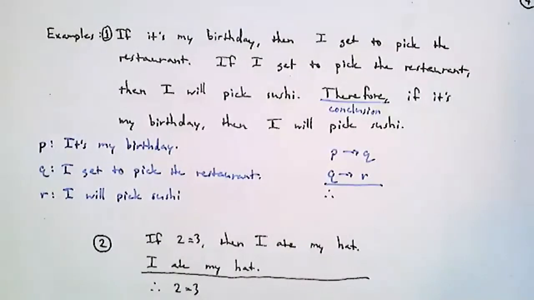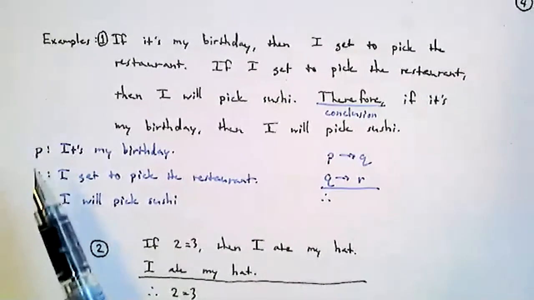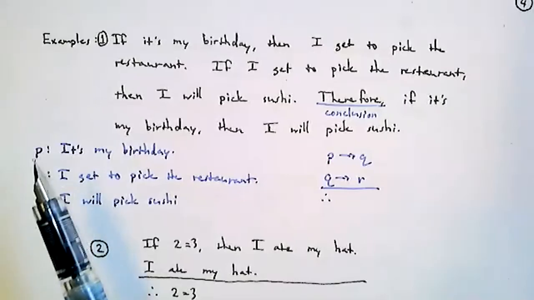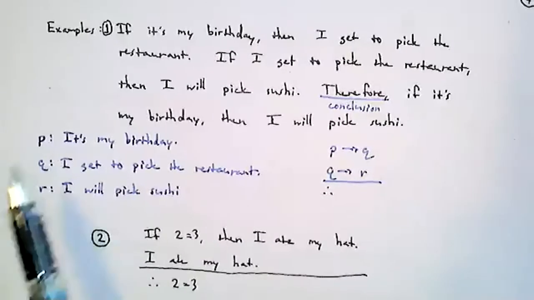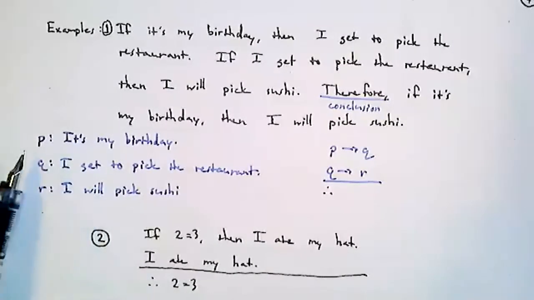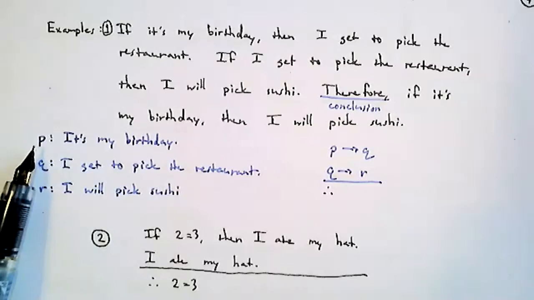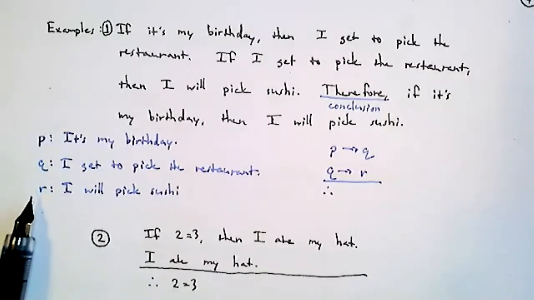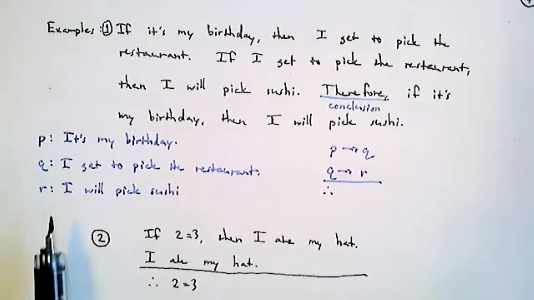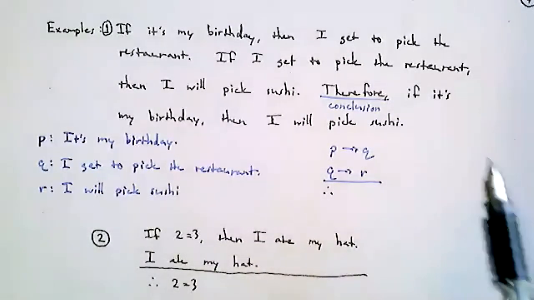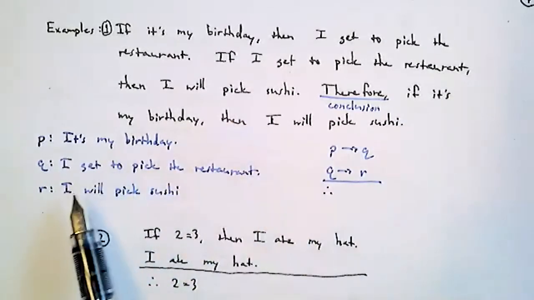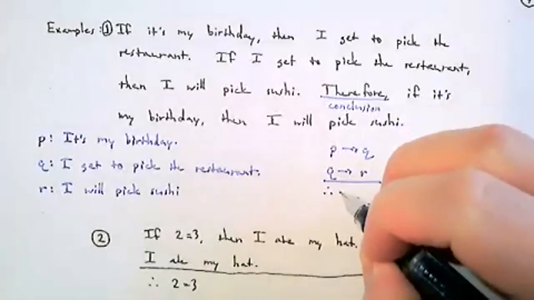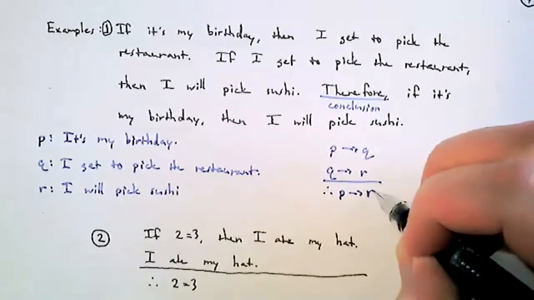all of these will have P, Q, R. It's totally up to you which letters you use. In logic, if you're reading a logic book or a textbook that has logic, most of the time when you're dealing with propositions, you're going to start with lowercase p and then just go alphabetically. So P, Q, R, and then you would go S, T, U, V, etc. if you need more. And then to finish this off, if it's my birthday, that's P, then I will pick sushi, that's R. So it's P, then R.